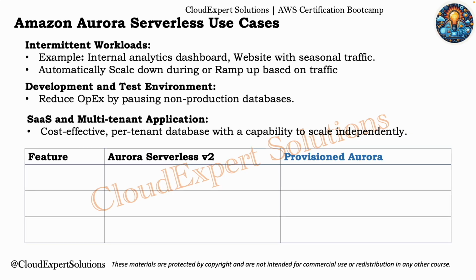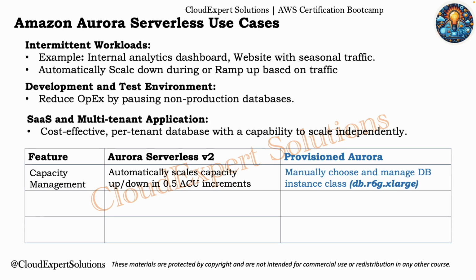Now let's compare Aurora Serverless v2 cluster capabilities with Aurora Provisioned Cluster, and we'll start with capacity management. For Serverless, it can automatically scale compute capacity up and down in 0.5 ACU increments based on your application traffic, whereas provisioned capacity requires you to manually choose and manage a fixed database instance class, such as we have already reviewed, db.r6g.xlarge, based on your vCPU and RAM requirement.